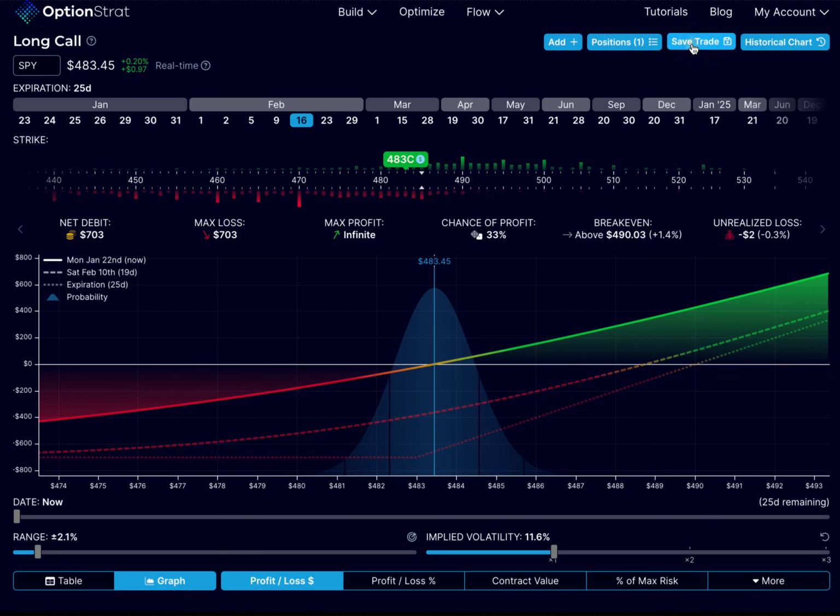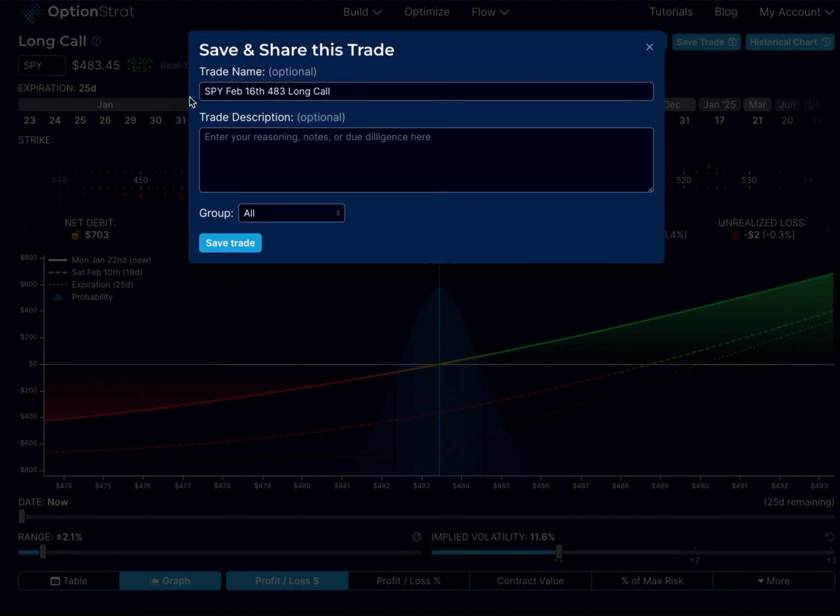I'm going to save this trade, and it automatically provides a name, but I can come in and name this whatever I want, and I can put in whatever notes I want about this trade. Bullish trade, looking for market pop, or whatever it is. And then I can put this trade also into different groups. I can create whatever groups I want and drop that trade into a specific group.